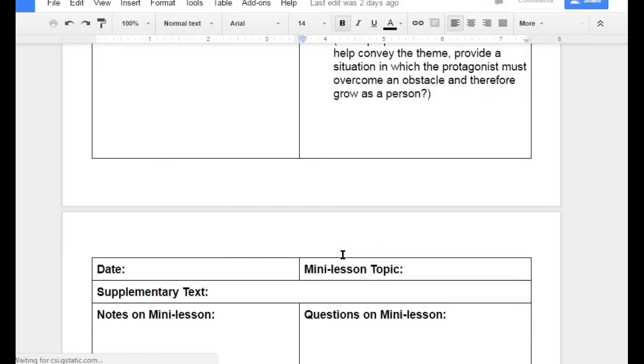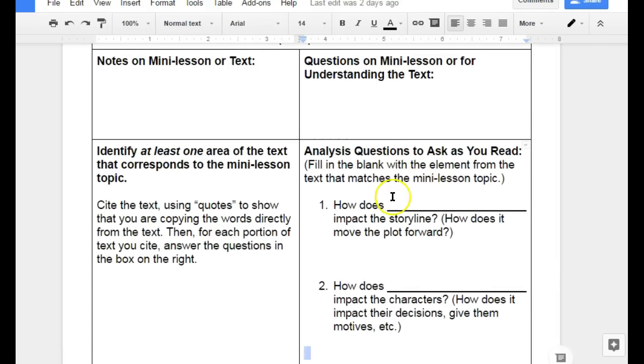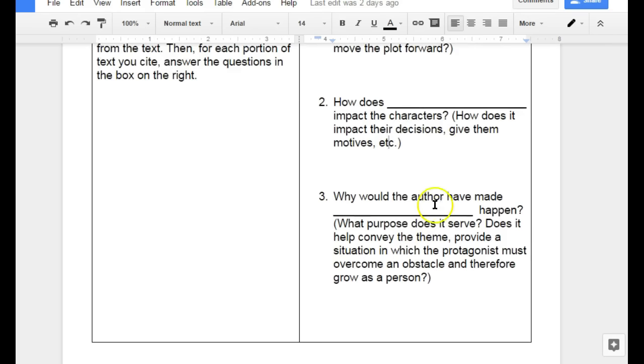We are always taking and analyzing these three questions as we go. How does whatever we're talking about, in this particular case the exposition, impact the storyline? How does it move the plot forward? How does the exposition impact the characters? How does it impact their decisions, give them motives? And why would the author have made the particular events unfold in the exposition in that order? This is really trying to figure out the author's purpose, but also the author's craft.